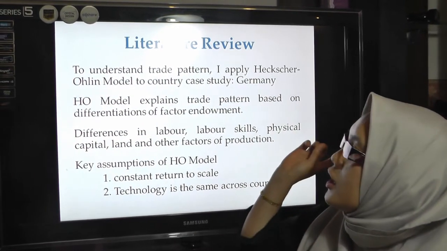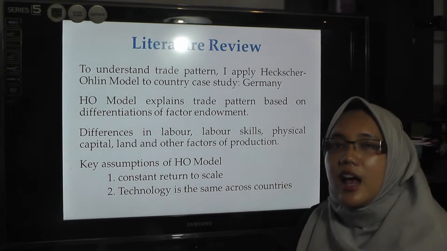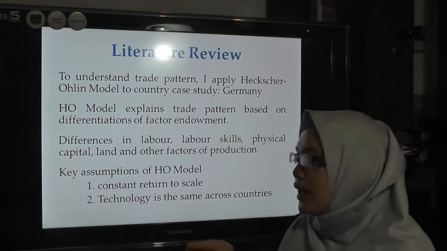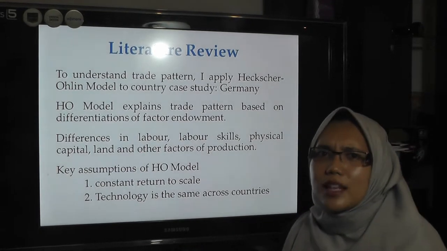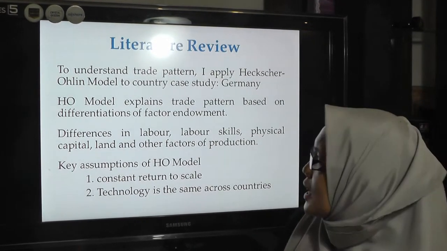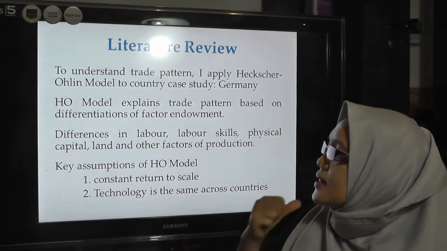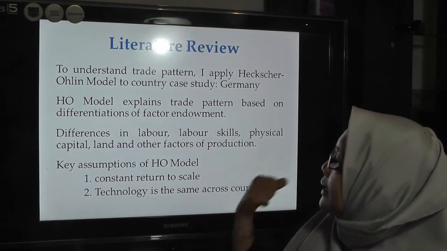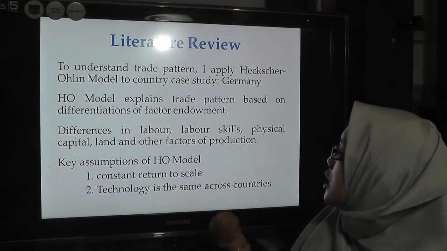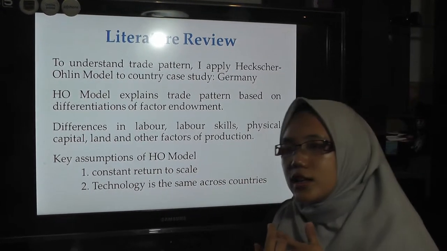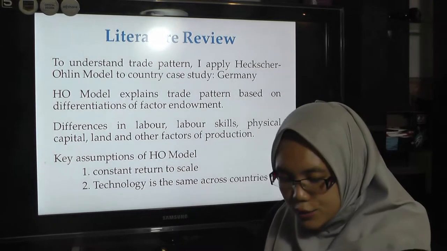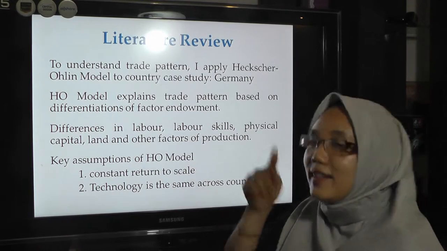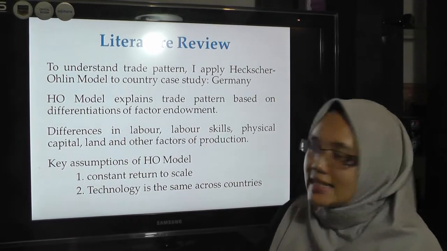So, according to Heckscher-Ohlin, it explained the trade pattern based on differences in factor endowments. So, basically, what are differences in factor endowments? It says that differences in labor skills, physical capital, land, and other factors of production. So, on labor skills, we have unskilled labor, semi-skilled labor, and also highly skilled labor.